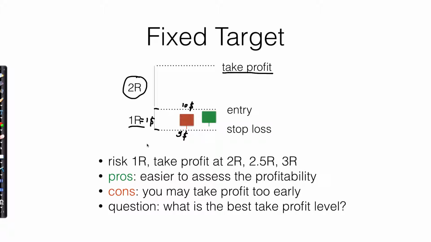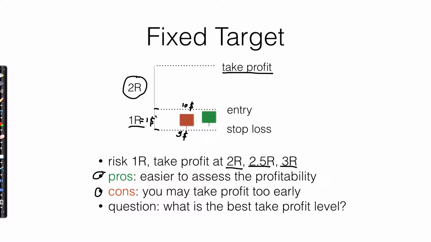Now, one question you may have is, why 2? Why not 2.5, 3, or 10, or 0.9? Why 2? Well, there is no reason. 2 is just an example here. The idea is that these numbers don't make any sense if we don't also specify another important thing, that is the winning rate. But everything will be clear in the next slide. For now, I just want to highlight the pros and the cons.